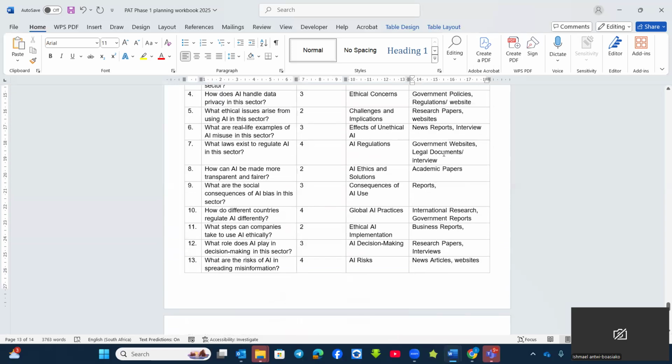For instance, I have one question here. What role does AI play in decision making, let's say in the education sector? So for this question, you can create an interview, and then you meet somebody who has knowledge of AI in that sector, then you make an interview. You can record that interview, or you can type the responses as the interview responses. Then that one will be the other source, the third source.